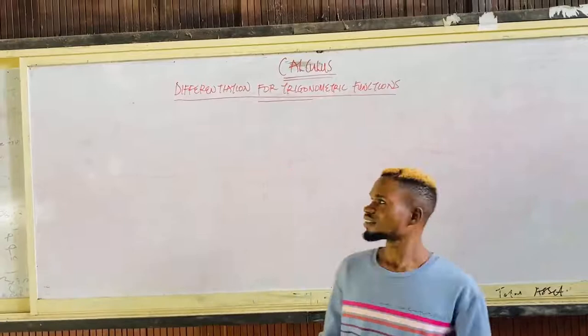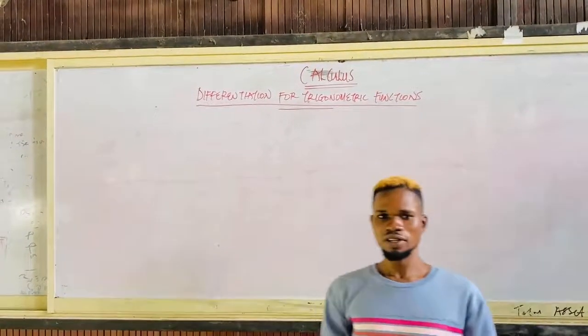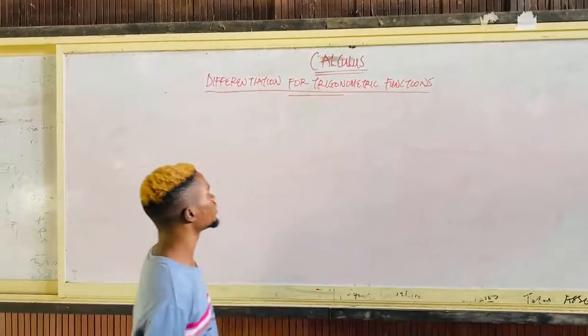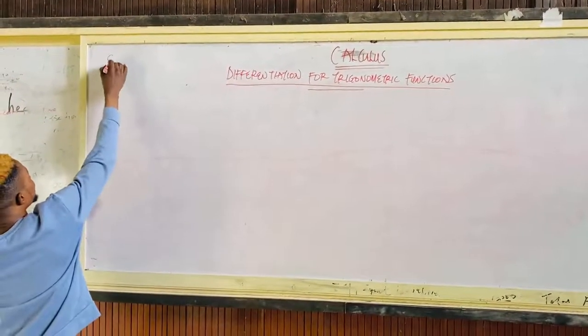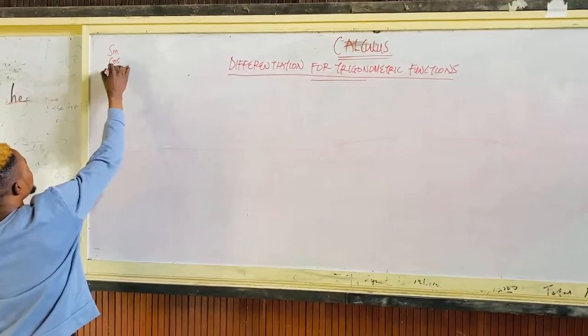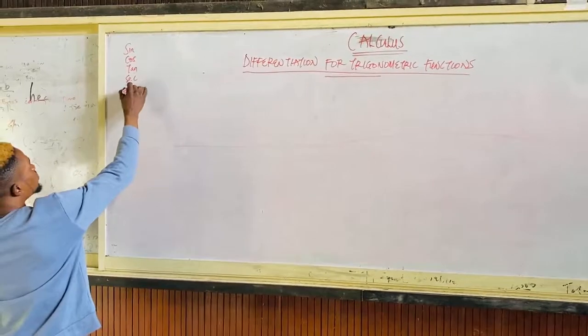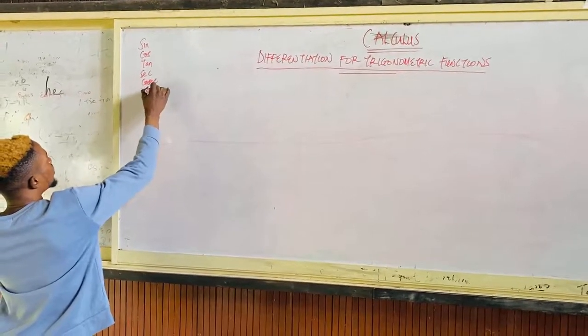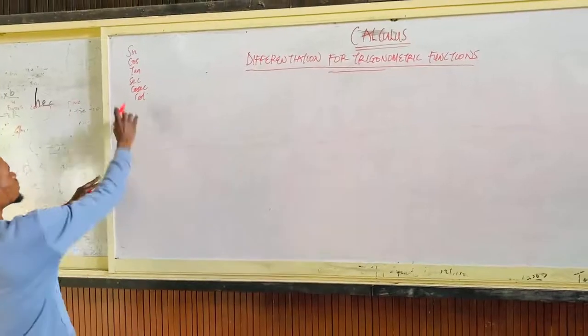Alright guys, now let's continue with differentiation for trigonometric functions. Now we know that there are 6 trigonometric functions. We have the sine, the cos, the tan, the sec, the cosec, and the cot.